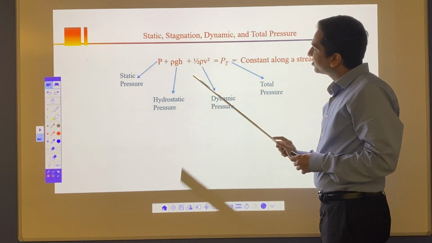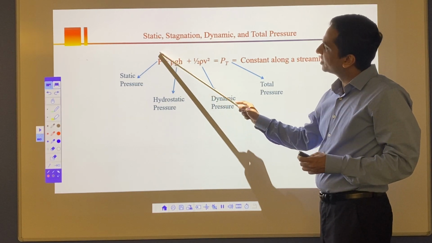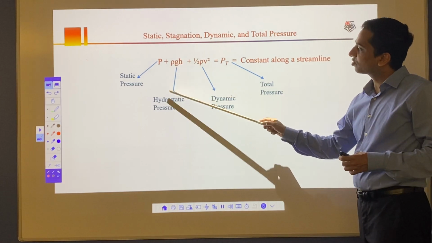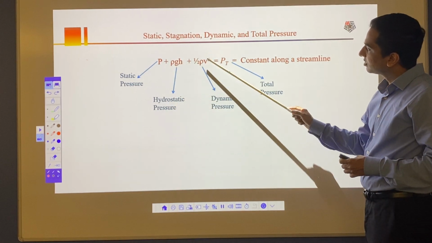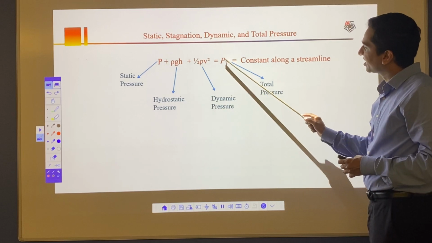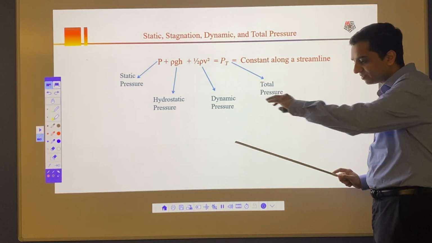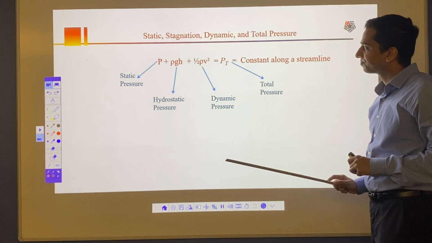I'm going to dissect this equation in a different way. For the first part, I'm going to call it static pressure. For the second part, I'm going to call it hydrostatic pressure. The third part I'm going to call dynamic pressure, and then the sum of all of them I'm going to call total pressure, which will always stay constant throughout the flow.